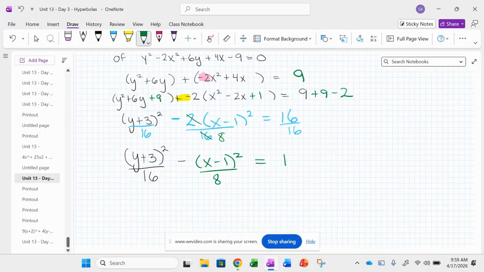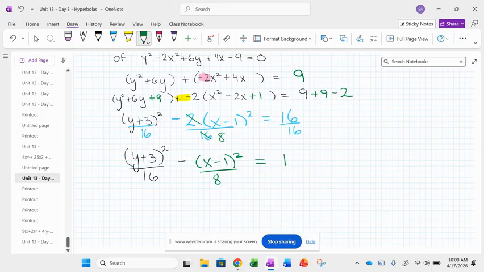So now I have to ask myself, is this a horizontal or vertical hyperbola? Horizontal or vertical, and how do you know? Good, how do you know? You got it, because the y is positive. So we know this is vertical because the y is positive, yes. Correct, that would make it a hyperbola. Yep.